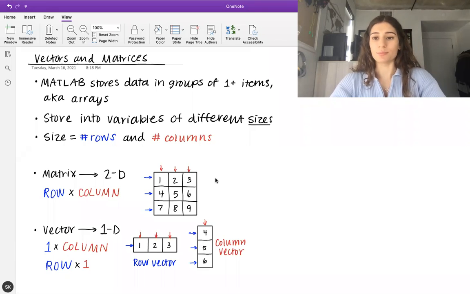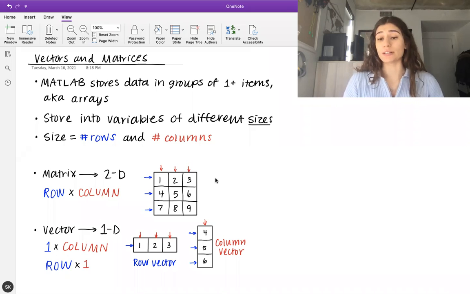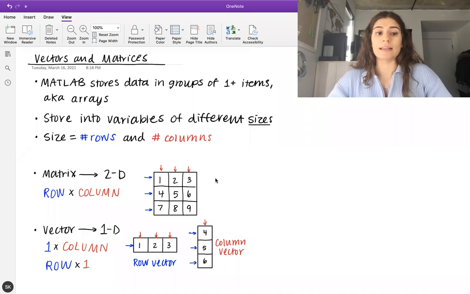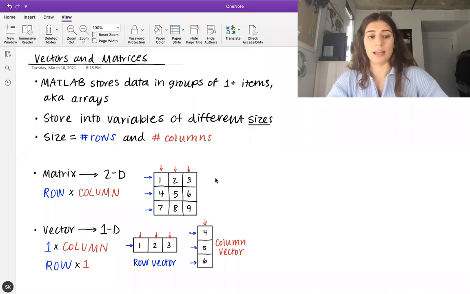So, as we all know, MATLAB stores data in groups of one or more items. These are known as arrays. And these variables can be stored in different sizes. Now, what does it mean to have a size? The size of a variable, or an array, is the number of rows and columns that it has.